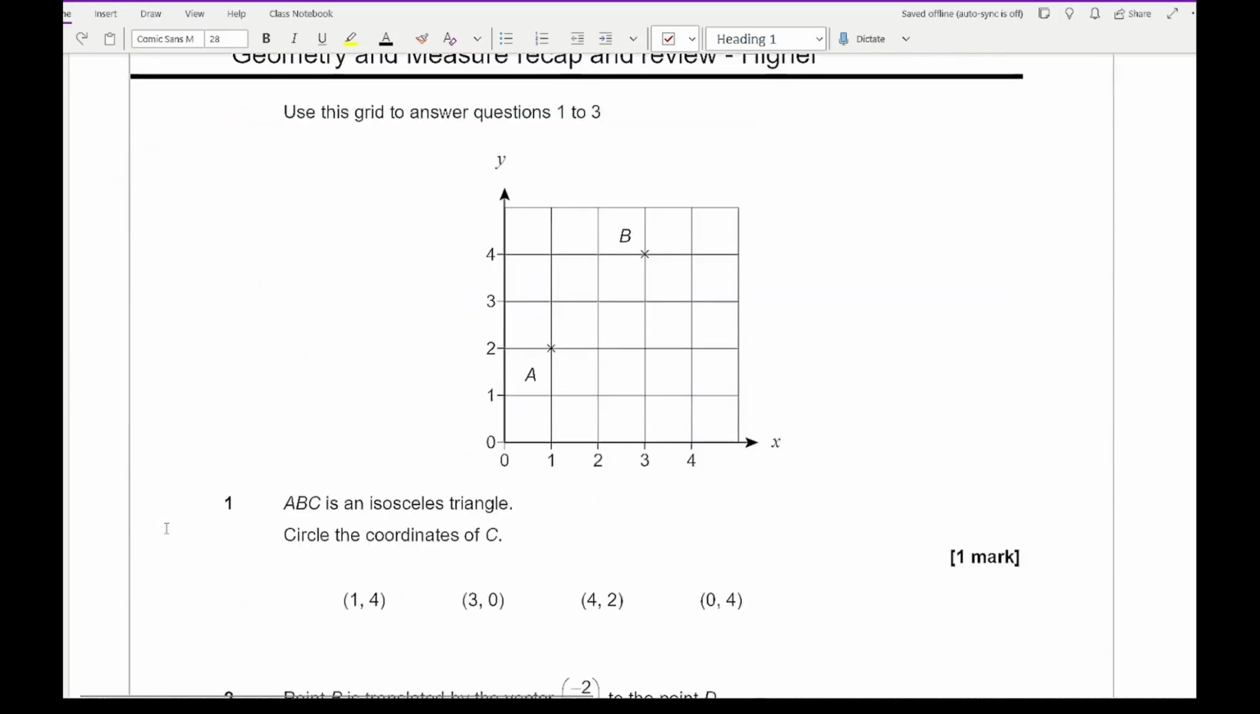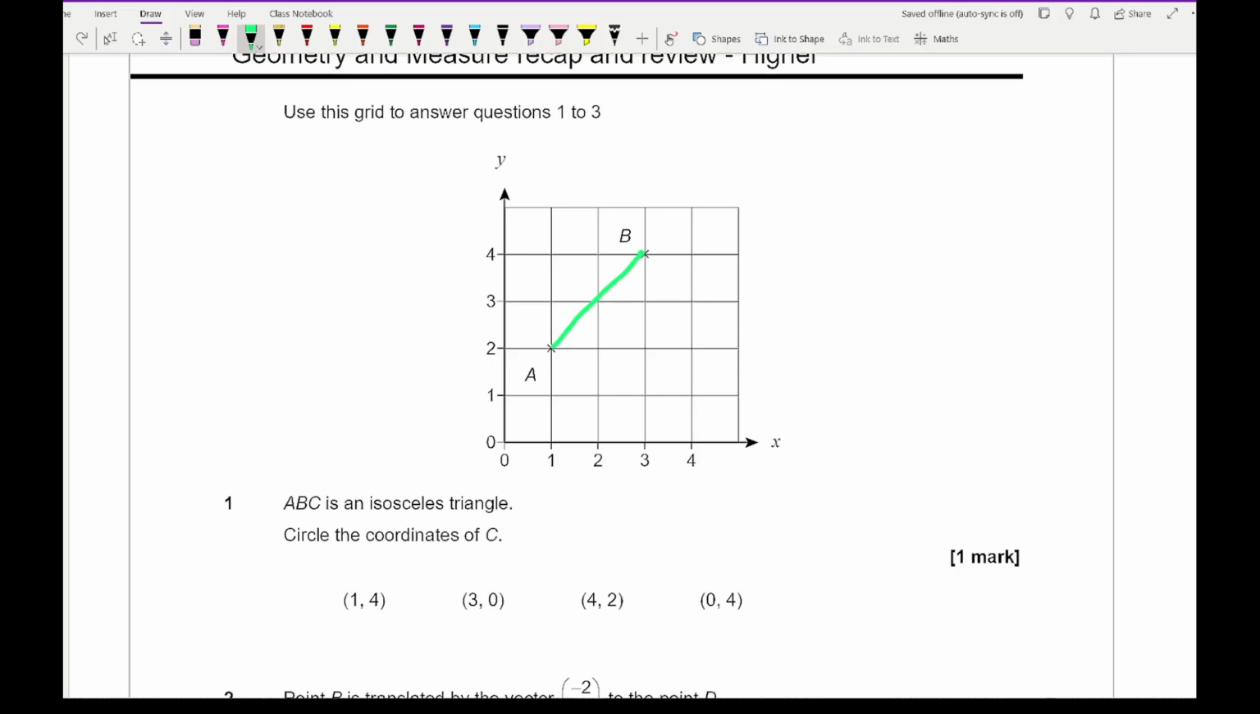Looking at question 1, we've got a grid where the coordinates of A and B are plotted, and it says that ABC is an isosceles triangle, circle the coordinates of C. For this, we need to recognise that an isosceles triangle is where two sides are the same. If this was a much bigger grid there'd be more and more options that we could pick, but if I just draw a line like so, you want to go for ones that actually work. Personally I don't think they would allow coordinates that fall outside of the grid.